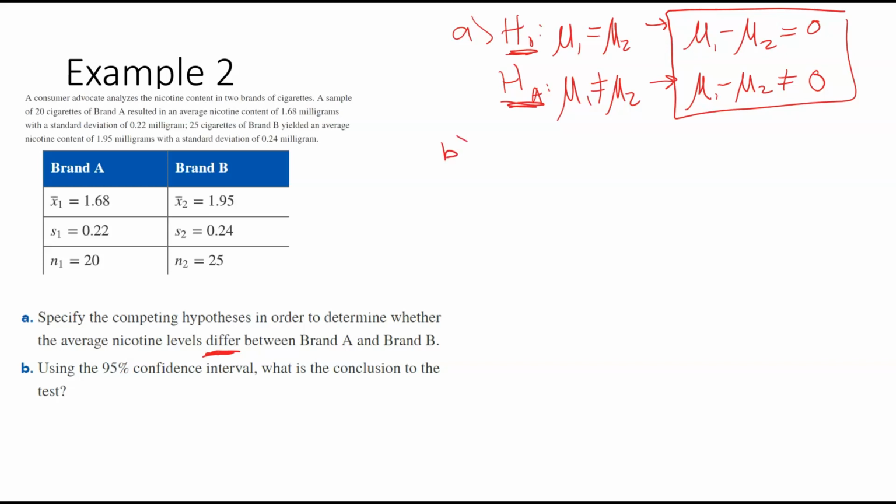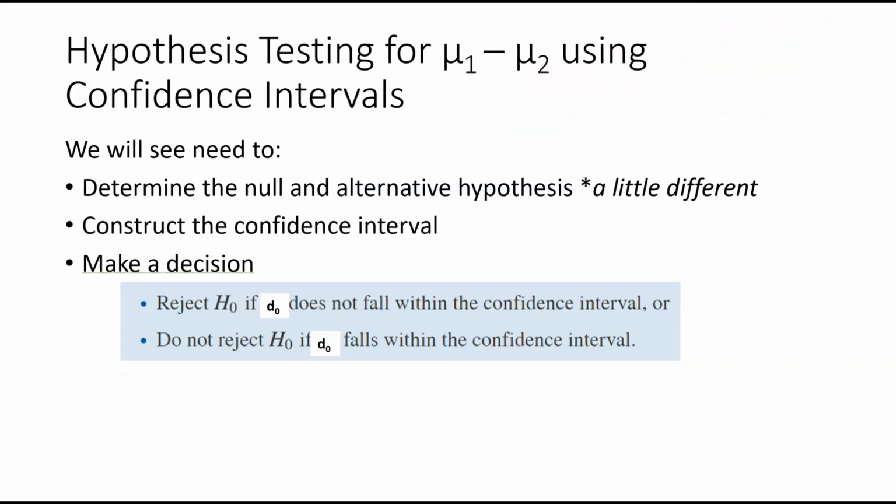Now for B, it says using the 95% confidence interval, what is the conclusion to the test? Let's recall from the previous video that the confidence interval was between these two values here. And again, we don't need to do it again, we did it in the previous video. So what is the conclusion to the test? Let's go back here. If we want to make a decision, we reject if the difference value is not in the confidence interval.